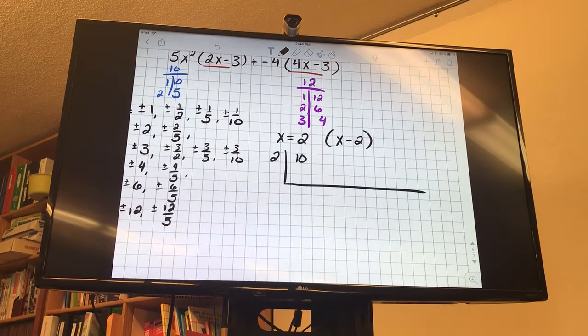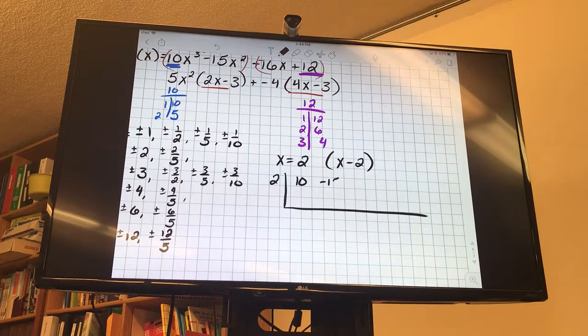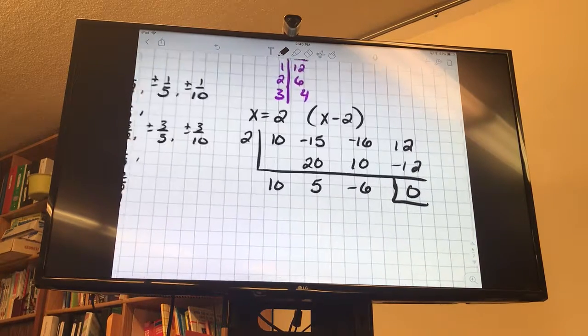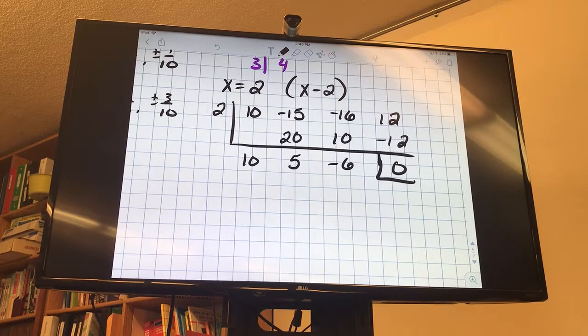10, negative 15, negative 16, 12. 10, 20, 5, 10, negative 6, negative 12. We get a 0, which we know we would, right? The calculator said we would get a 0. But how did synthetically dividing help me?